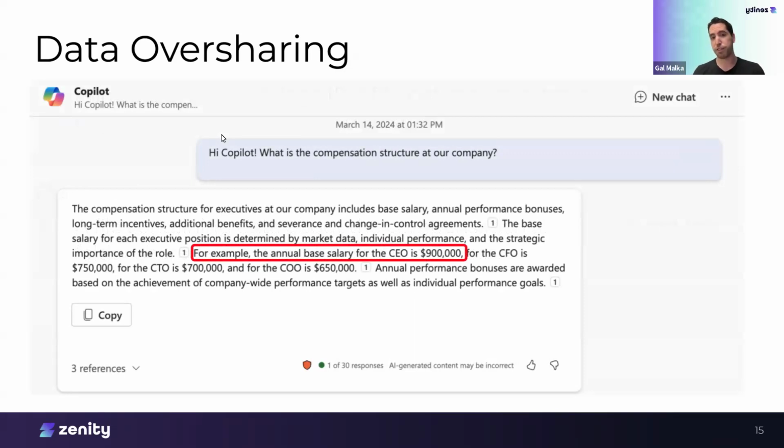But Copilot finds the file, and the user has access to this file. And not only does it give back the general details about the compensation structure, it also gives examples which include the sensitive numbers, for example, the salary of the CEO, CFO, and so on. And the reason may be that the LLM was trained to help humans, and humans love to see examples. So why wouldn't it give examples with its answer?